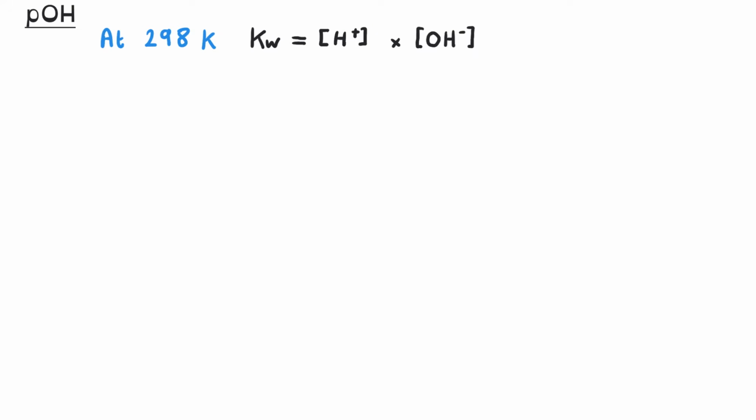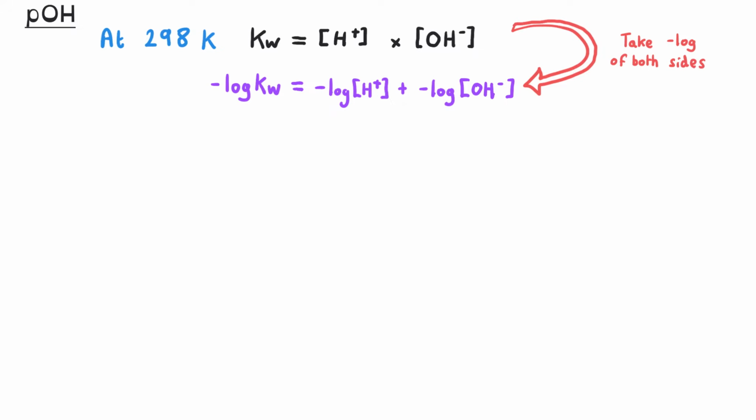The term pOH doesn't normally appear on A-level syllabuses, but it can make your lives easier if you're confident with your maths to use the term pOH. As a quick derivation, at 298 Kelvin, as we know, Kw is equal to hydrogen ion concentration multiplied by the hydroxide ion concentration. If we take negative logs of both sides of this expression, we get the negative log of Kw is equal to the negative log of H plus plus the negative log of hydroxide ion concentration. Now we know that the negative log of Kw is going to give us a value of 14 because Kw is 1 times 10 to the minus 14 at 298 Kelvin.